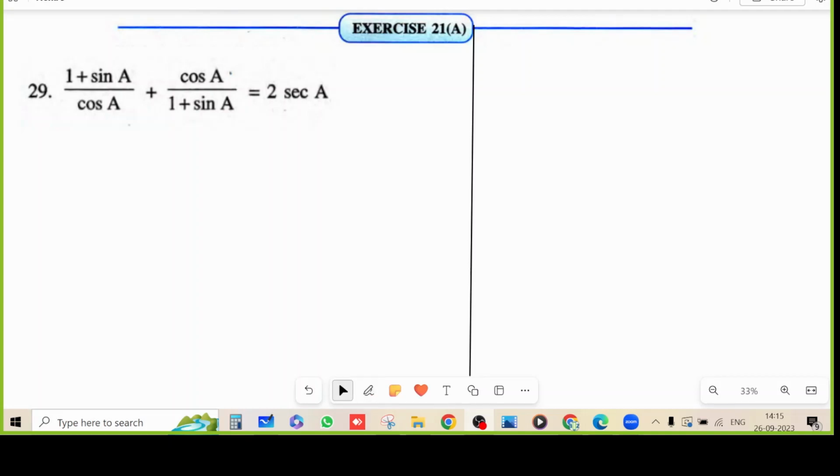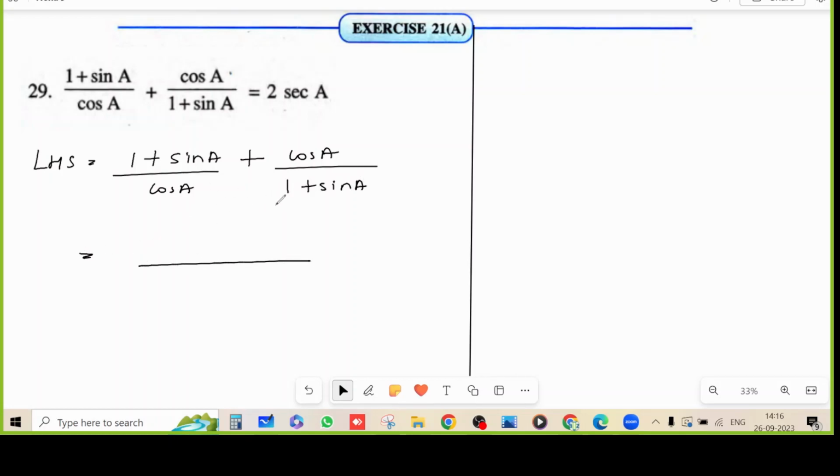Let's now begin with the question number 29. The left hand side is given as 1 plus sine A divided by cos A plus cos A divided by 1 plus sine A. So here we will take the LCM. So LCM will be the product of the two expressions, that is cos A into 1 plus sine A. The numerator will get multiplied here. So this will become 1 plus sine A whole square, and the denominator and this numerator will get multiplied. So this will become cos square A.